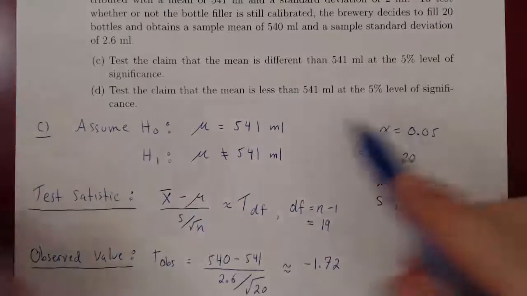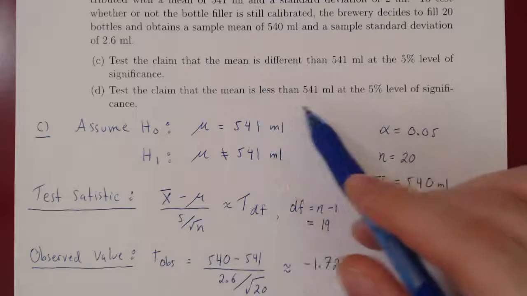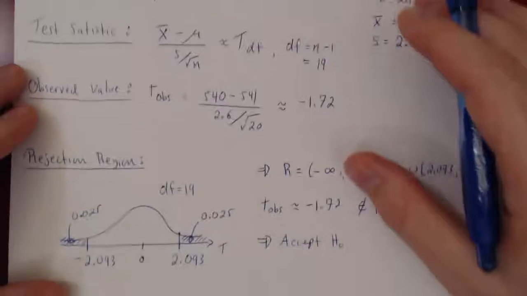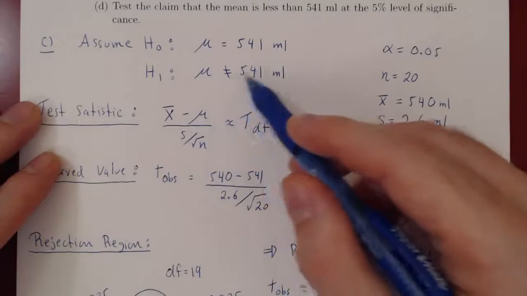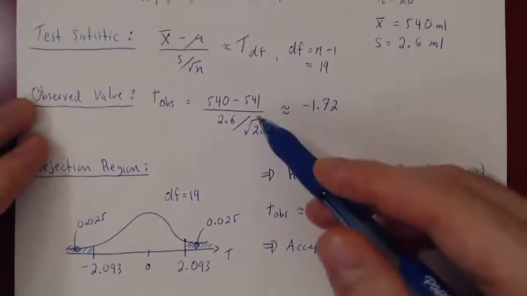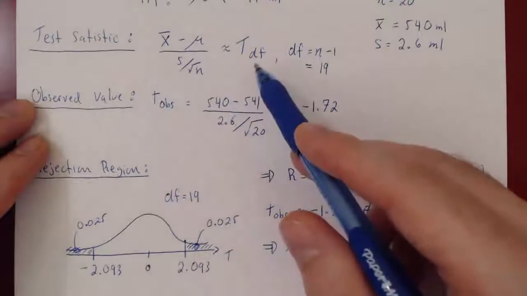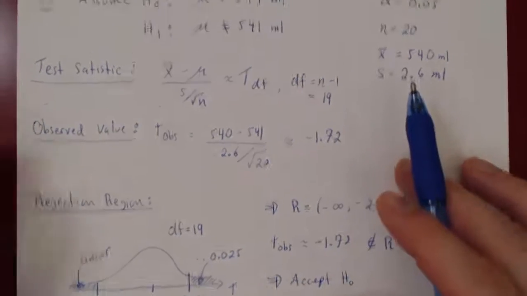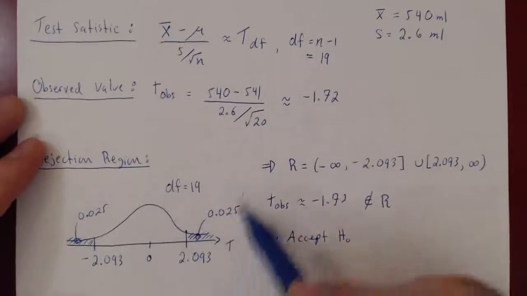Now in D, we want to test the claim that the mean is less than 541 at the same level of significance. So everything stays the same except that we will have mu is less than 541, therefore a left tail test. We still have the same t statistic, the same test statistic, and the same observed t value. The only difference will be our H1 and our rejection region.